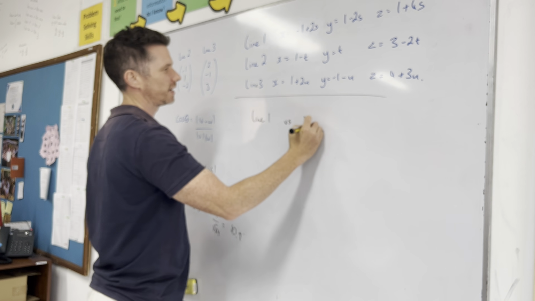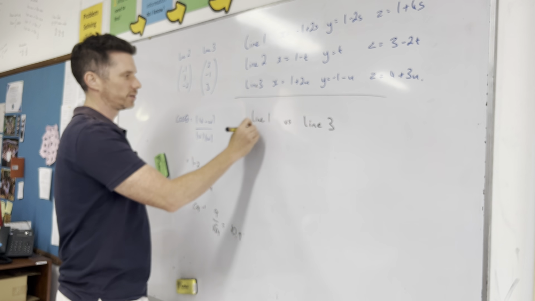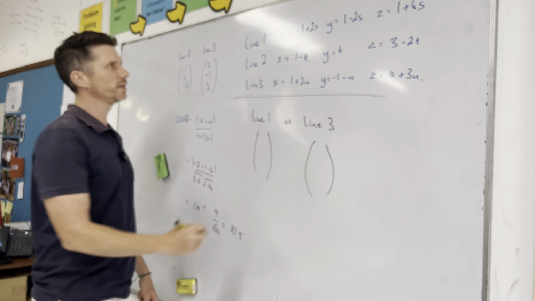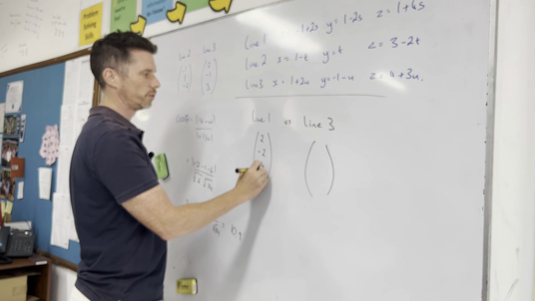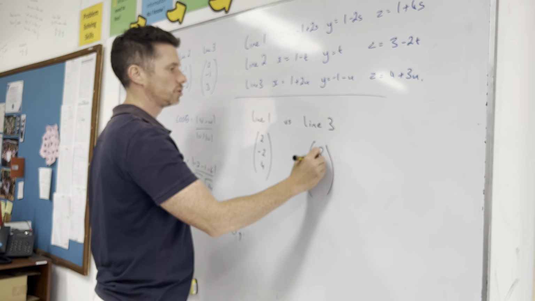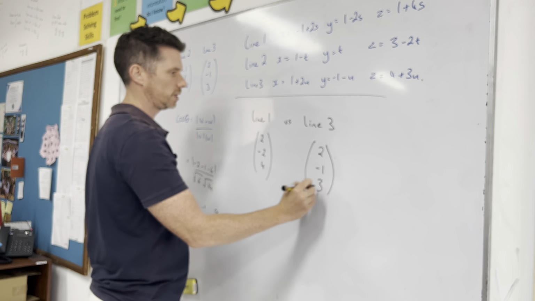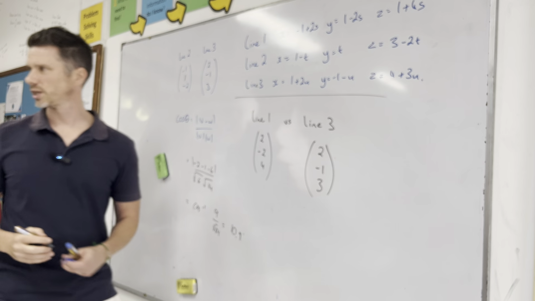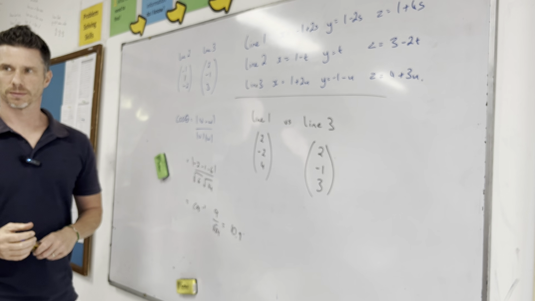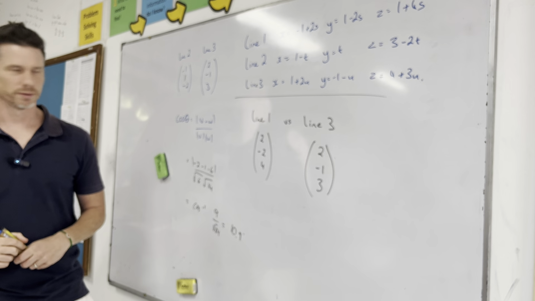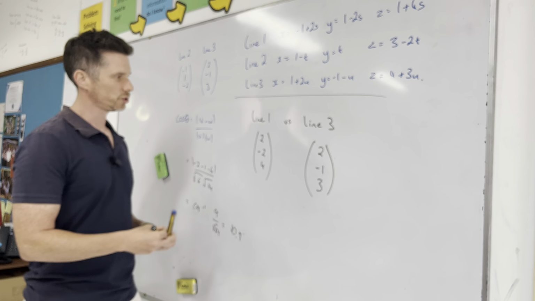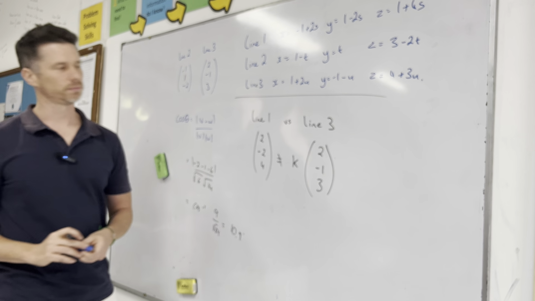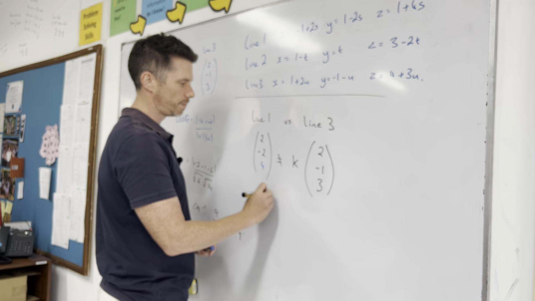Line 1 versus line 3. Let's look at the direction vector of both to make sure they're not parallel. Line 1 has 2, minus 2, 4. Line 3 is 2, minus 1, 3. There's no scalar multiple either way, because one of them is already the same, so it'd have to be 1, and that doesn't work. There is no k multiplier, so not parallel.